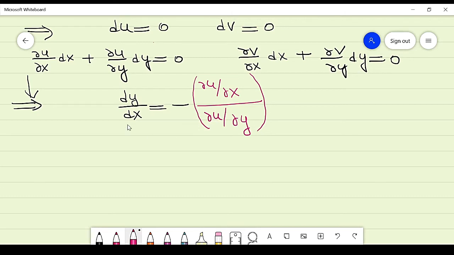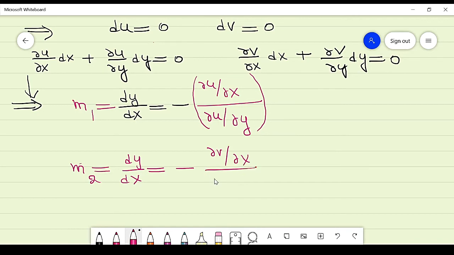So this is m1. Similarly, from the other equation, m2 is dy by dx equal to minus ∂v/∂x over ∂v/∂y. So m1 is minus ux over uy, and m2 is minus vx over vy. So we get these values.